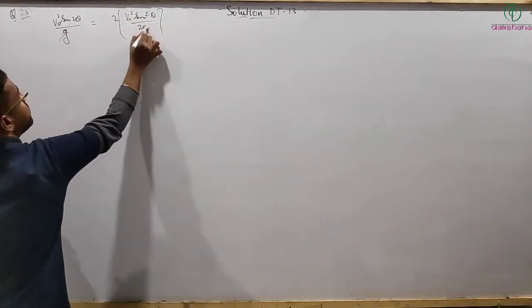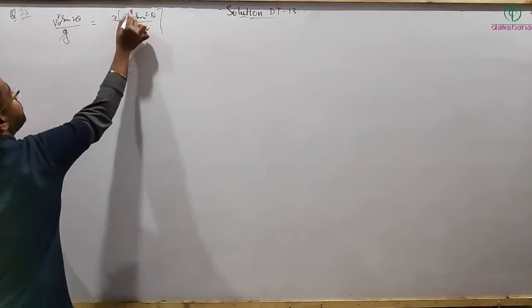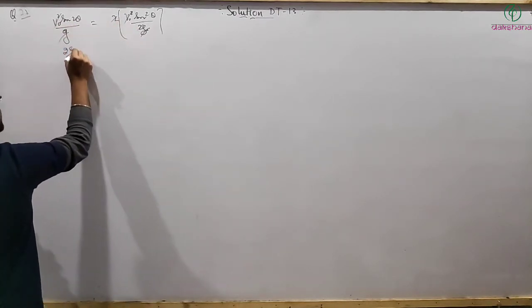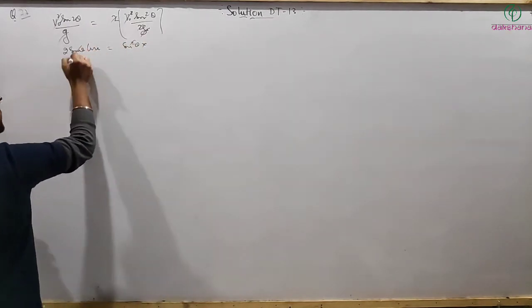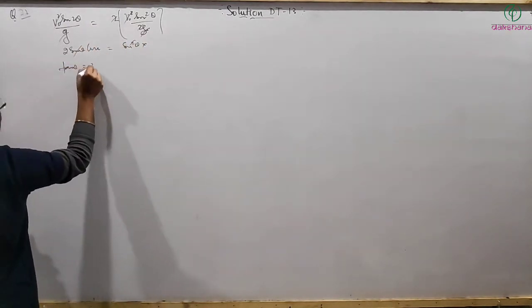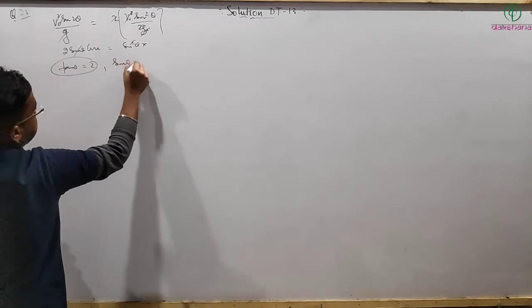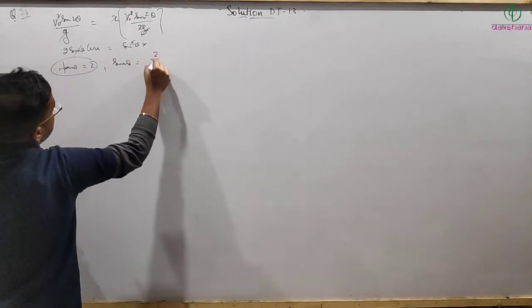Simplifying, this cancels out: v naught square sine 2 theta, this is 2 sine theta cos theta, and this is sine square theta. So 1 gets cancelled. This implies tan theta is equal to 2, and this implies sine theta is equal to how much? This is 2 by root 5.